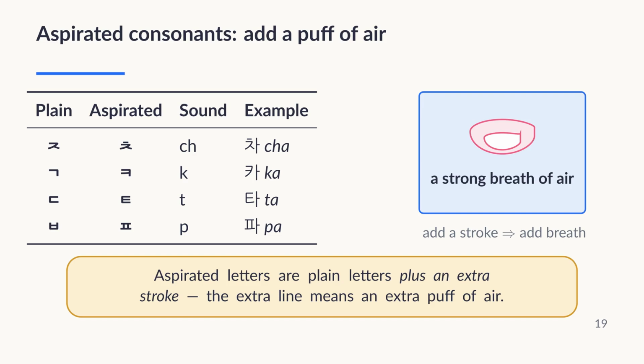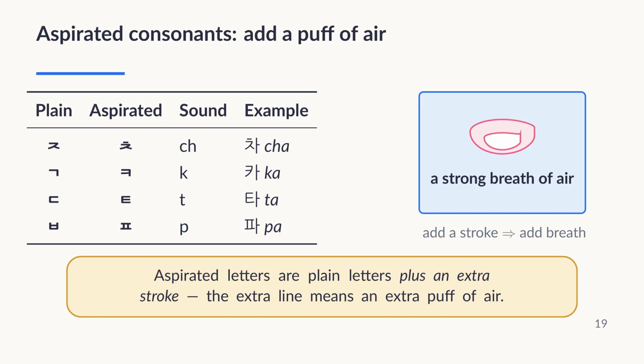Now we meet the aspirated consonants, and here the scientific design of Hangul shines. Aspirated simply means said with a strong puff of air. Hold your open palm a few centimeters in front of your mouth. When you say an aspirated sound, you should feel a clear burst of breath on your hand. Look at the table. Each aspirated letter is just its plain cousin with one extra stroke added, and that extra stroke is a visual reminder to add extra breath.